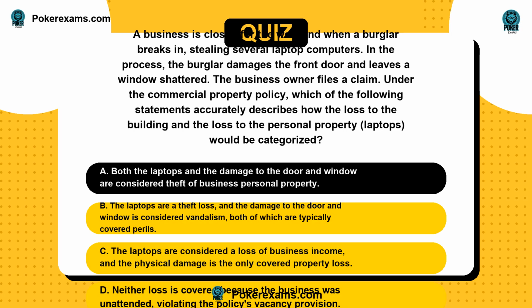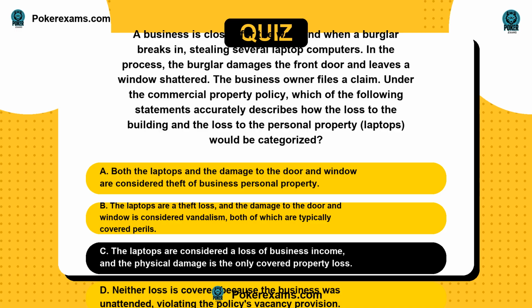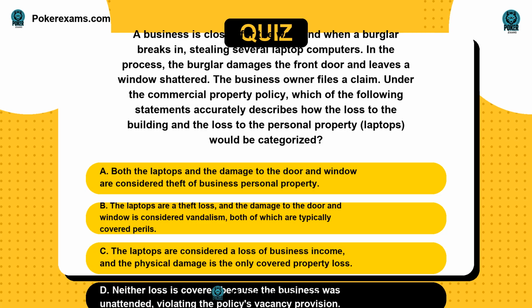Is it A, both the laptops and the damage to the door and window are considered theft of business personal property? Or B, the laptops are a theft loss and the damage to the door and window is considered vandalism, both of which are typically covered perils? C, the laptops are considered a loss of business income and the physical damage is the only covered property loss? Or D, neither loss is covered because the business was unattended, violating the policy's vacancy provision?